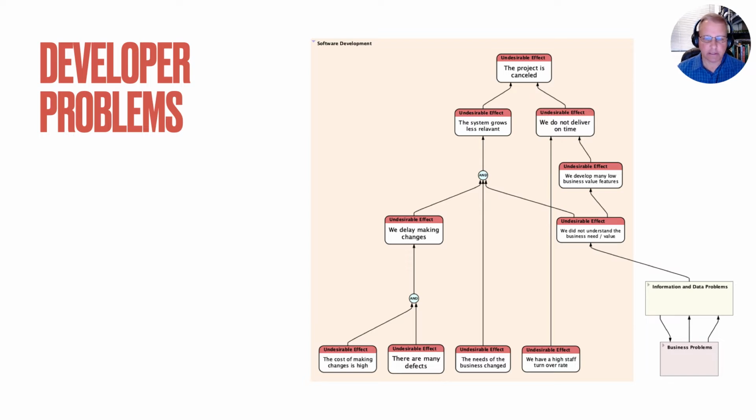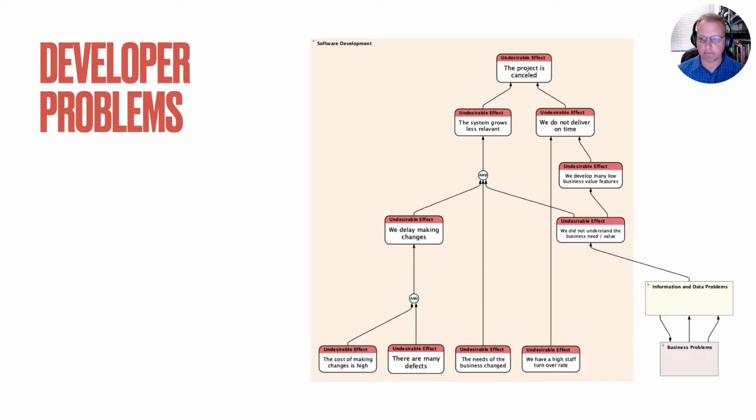Okay, well, why do we delay making changes? The cost of making changes is high. There are many defects. So those are two good reasons. So it goes to say that if we can reduce the number of defects, and if we can make the cost of making changes lower, then we could make more changes. And if we could make more changes, the system would be more relevant.